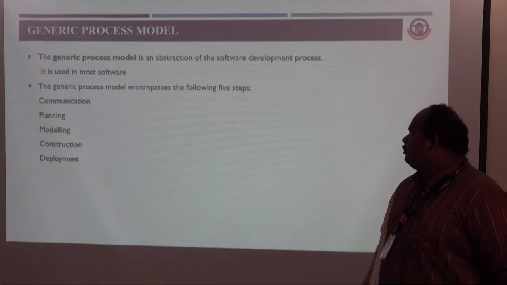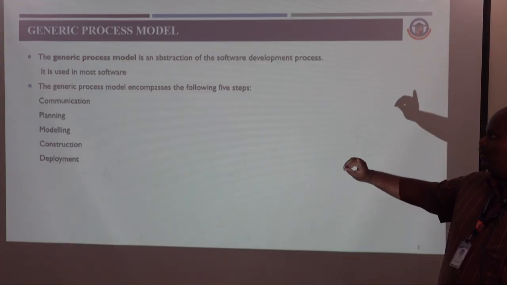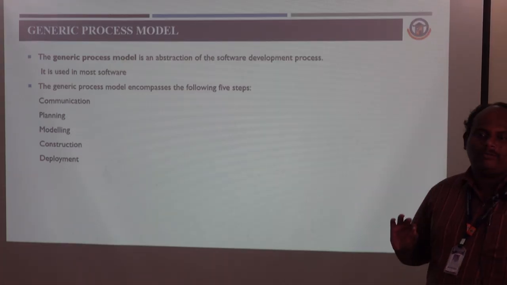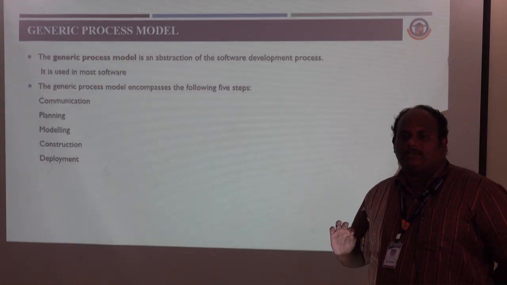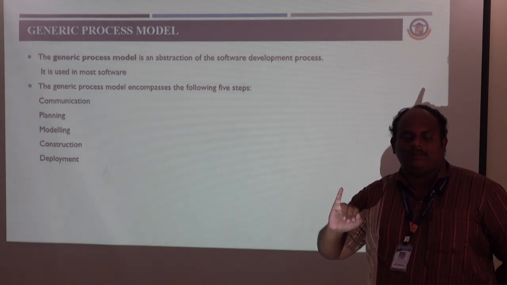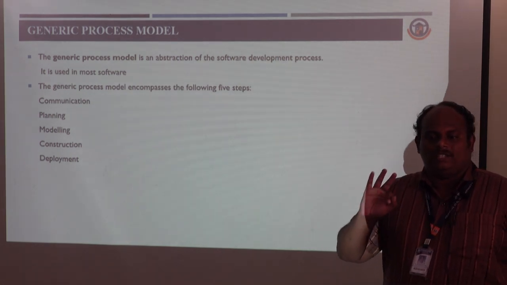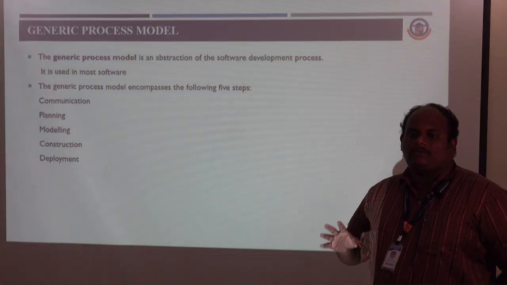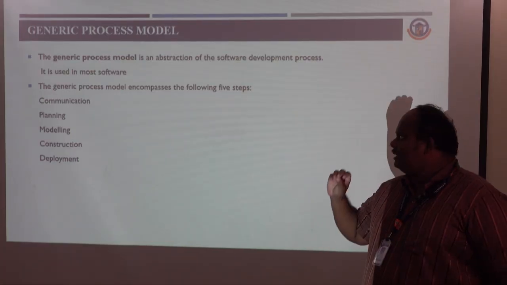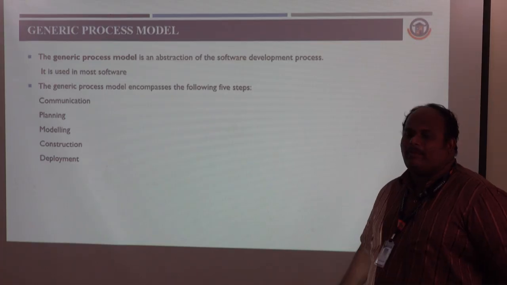What is meant by generic process model? The generic process model is mainly used for developing software. The software we are using includes C++, Java, C#, VB.NET. These are the software we are going to develop from the generic software development process.